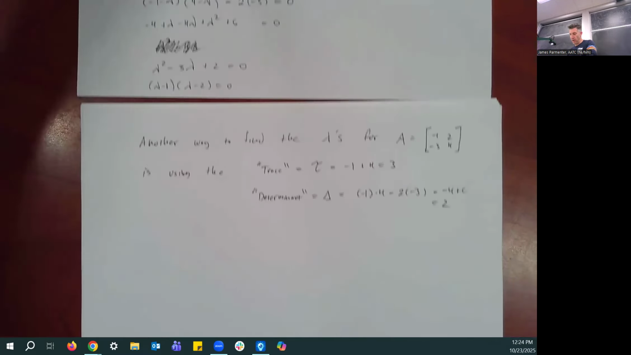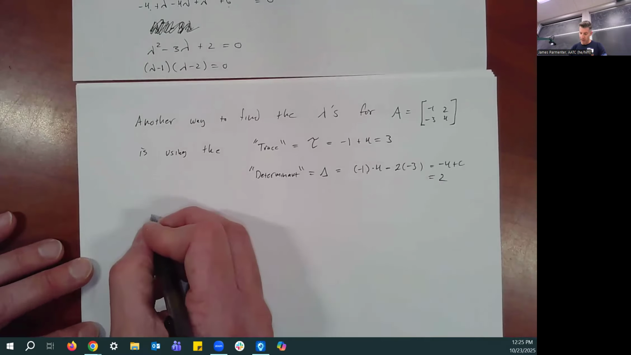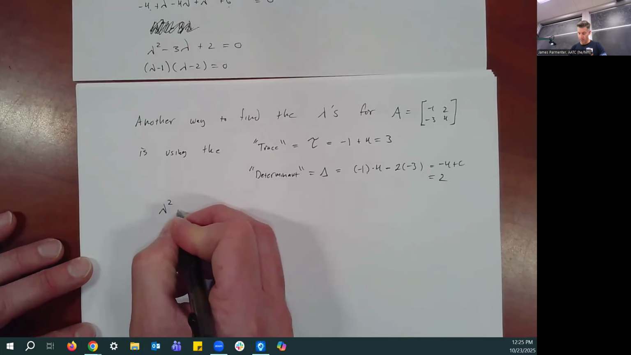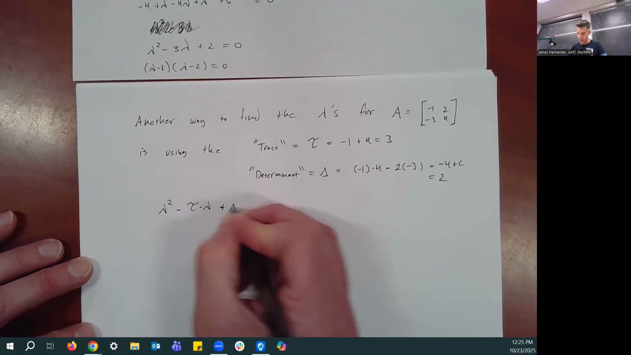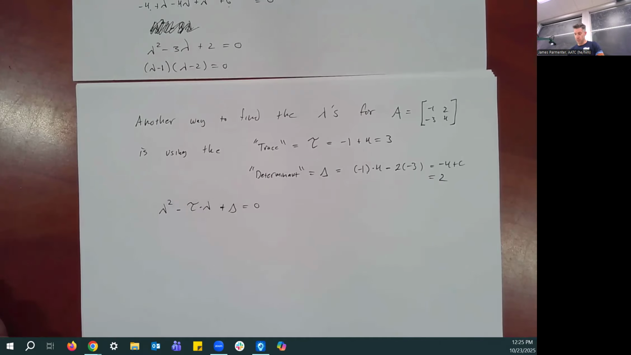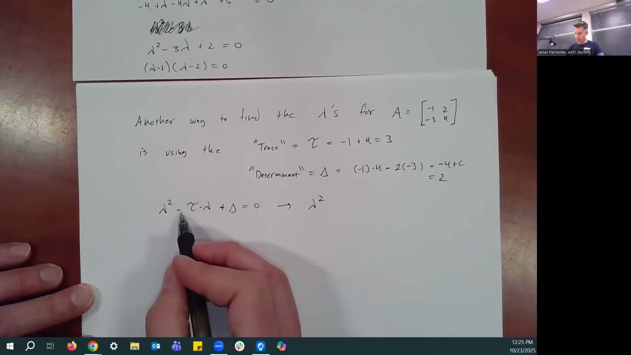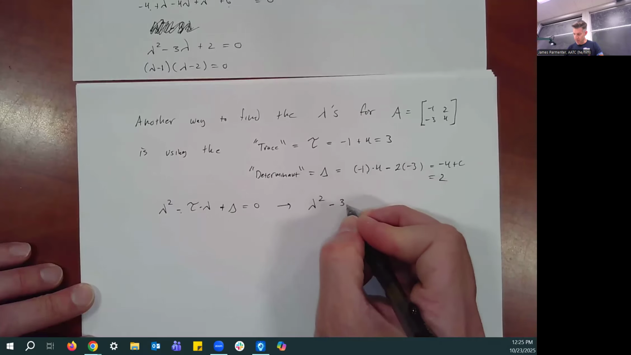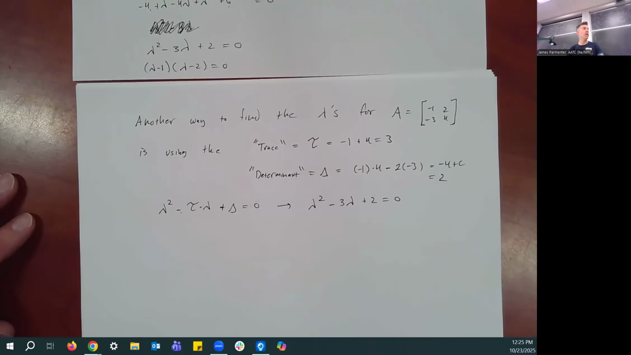And then how this always ends up working is the equation just becomes lambda squared minus the trace times lambda plus the determinant equals 0. So in this case, we would get the equation lambda squared minus 3 times lambda plus 2 equal to 0. Same equation. It's just a different way of getting there. I don't usually do it that way, but it is somewhat useful.